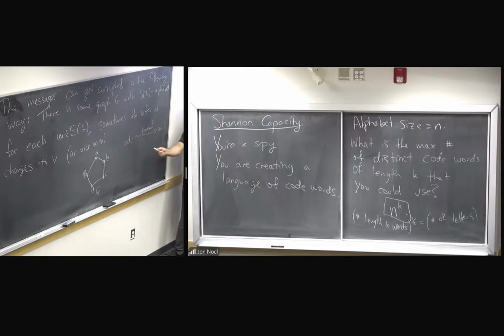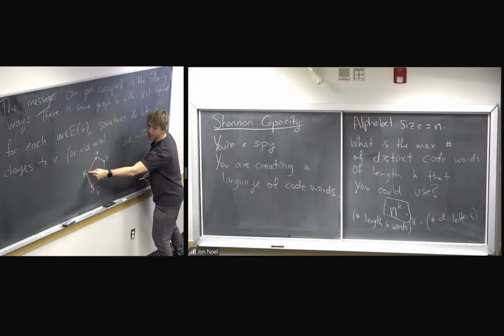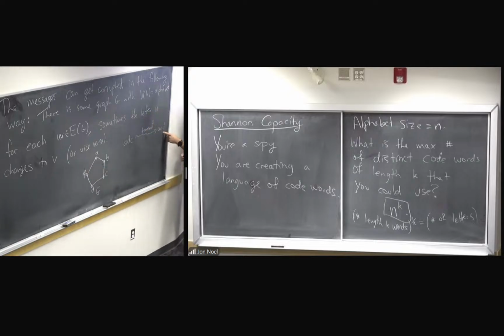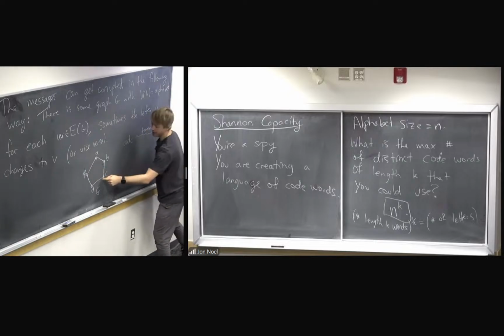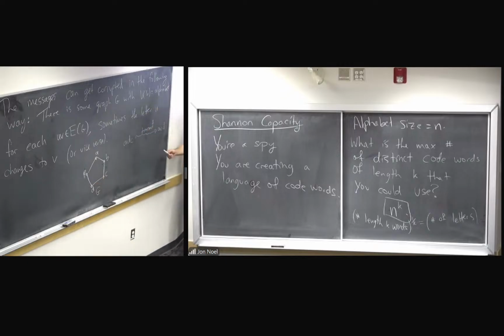Maybe the first letter does not get corrupted. I send A, D, C, and they receive the first letter correctly, it's A, but the second one, the D, gets swapped to an E, and then the last letter, the C, gets swapped to a D. So it's possible I could send this and they might receive this.